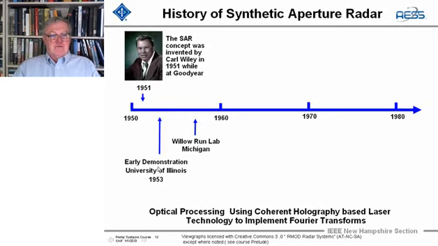And by 1953, there were demonstrations of what I'll call, you'll learn later, unfocused SARs, and then at Willow Run Laboratory in Michigan, which became the Environmental Research Institute of Michigan, the first focused, another term I'll describe, better resolution, synthetic aperture radar was tested.